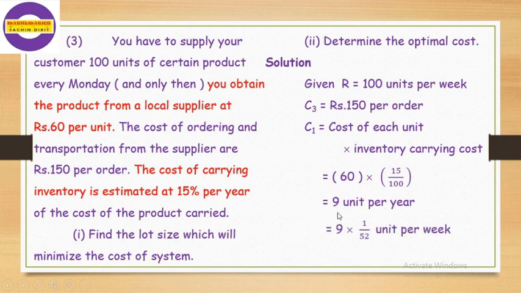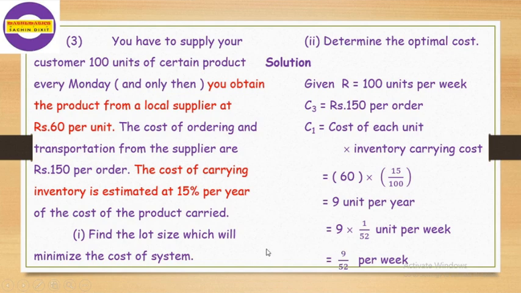But we have to calculate its value per week, because this example has per week demand, so we have to convert it into weeks, and the inventory carrying cost is given per year. So this value of C1 is per year. To find the value per week, we multiply it by 1 by 52, because in 1 year there are 52 weeks. So we get 9 by 52 per week. That is, holding cost is 9 by 52 per week per unit.